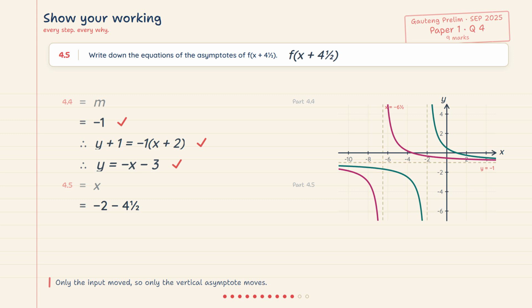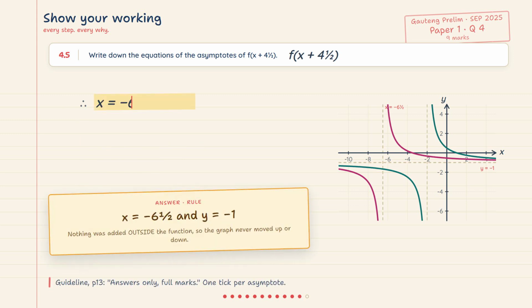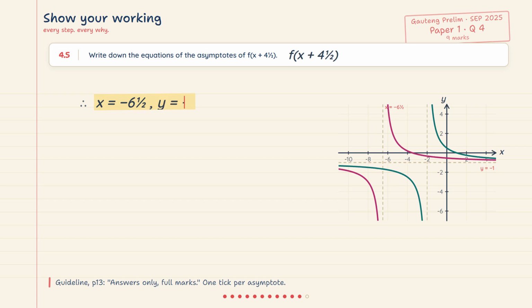The vertical asymptote was at minus 2, so it goes to minus 2 minus 4.5. Minus 2 minus 4.5 is minus 6.5. And the horizontal asymptote does not move because nothing was added on the outside. The graph slid sideways, not up. So the asymptotes are x equals minus 6.5 and y equals minus 1, unchanged. 2 marks, 1 for each, and the guideline gives them for the answers alone.